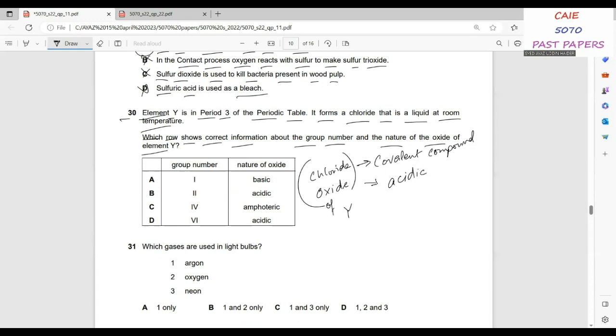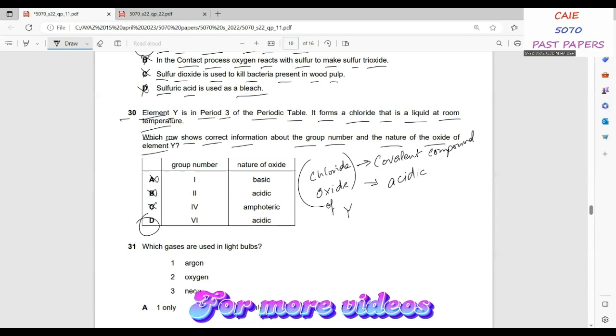The oxide of Y must be acidic. So A is wrong. B is metals, so you can't make acidic oxide. So this is also wrong. C, group number 4, nature of the oxide is amphoteric. This is also wrong. D is the only choice which looks correct to me because it shows group 6 and the nature of oxide is acidic. So D will be the right answer for this one.